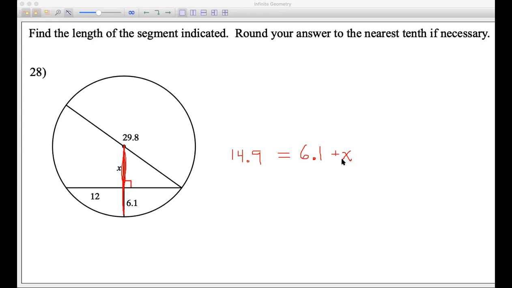No, you're not. Okay. Obviously, what do we do to solve that equation? Subtract 6.1 from both sides. There's your answer. So I did it at first. Well, what did you do? I have 29.8. Well, that's what I did.